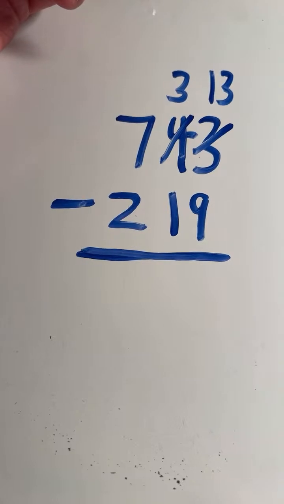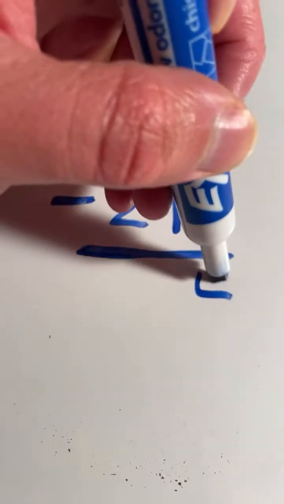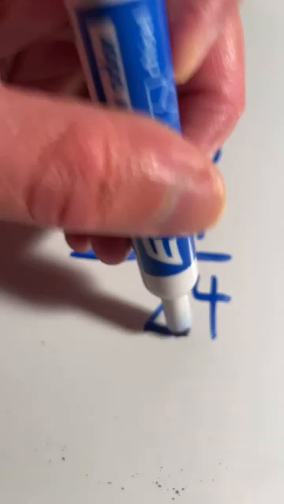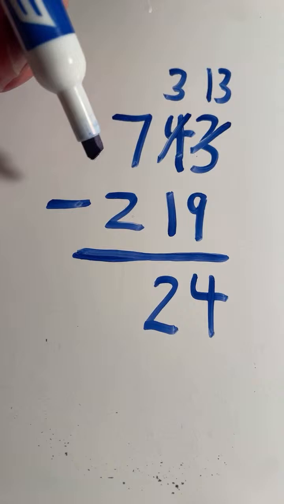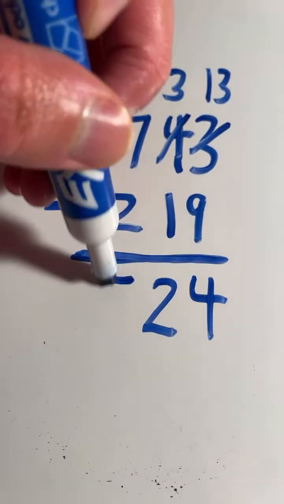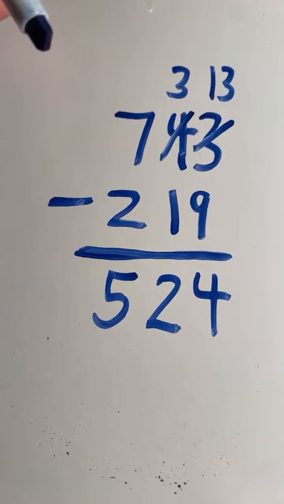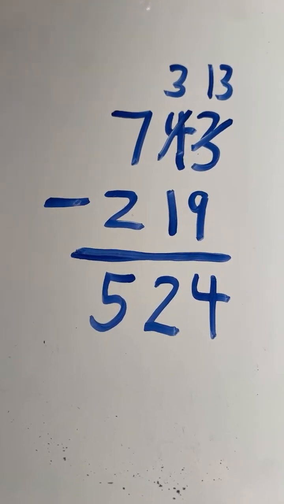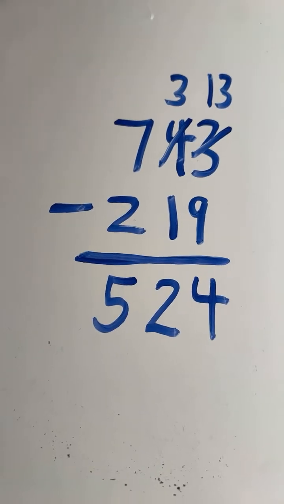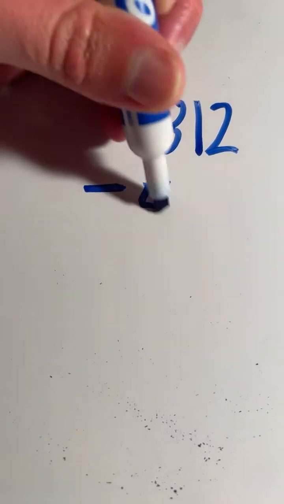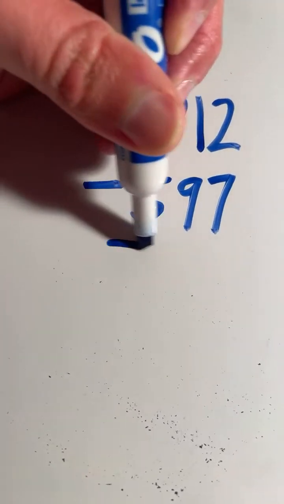Now from there, we can subtract. 13 minus 9 equals 4. 3 minus 1 equals 2. And 7 minus 2 equals 5. And we have our final answer, 743 minus 219 equals 524. All right, next example problem, 812 minus 597.